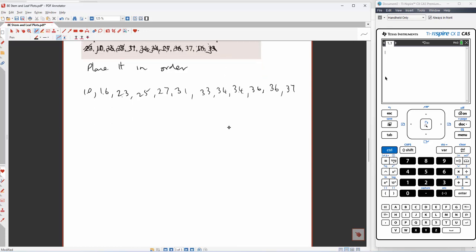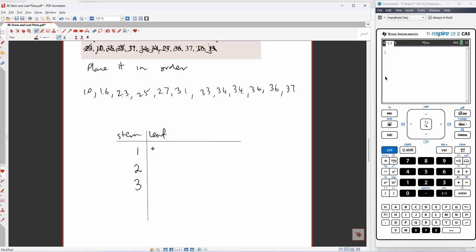Okay, so the next thing we'll do is set up our structure for the stem and leaf plot. The first digit is going to give us our stem, because it's only 2 digits. So we're going to start with a stem of 1, then we need a stem of 2, and then we need a stem of 3.